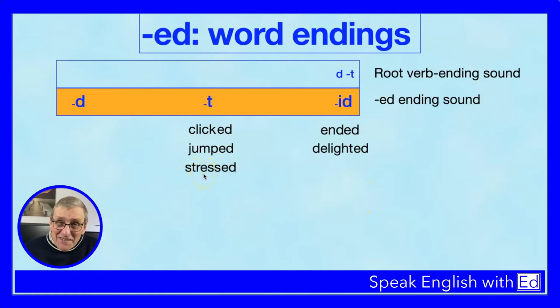Now I want to stress, here we go, it's the sound of the last sound of the root verb that determines what you've got here. Not necessarily the letter, but the sound. So this is stress. So you add a T.